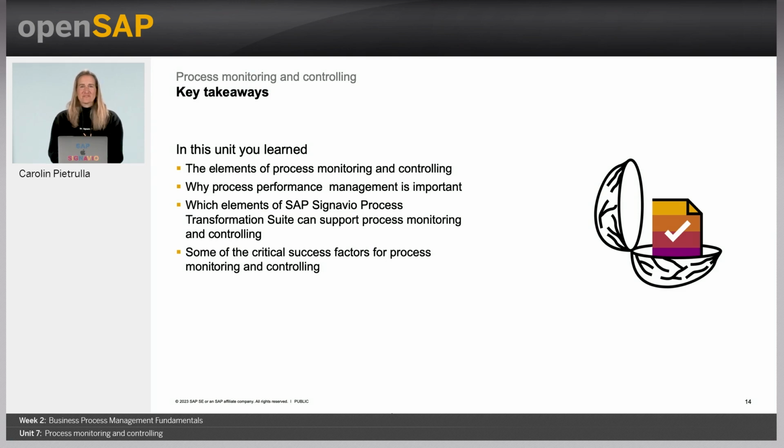Wow! Here comes our final summary for the final session of week 2. Now, what are the key takeaways I would like you to remember from this course? Of course, we talked about what process monitoring and controlling is all about and why process performance management is so important. Also, I've shown you which element of the SAP Signavio Transformation Suite can support process monitoring and controlling, and we finally covered some of the critical success factors of process monitoring and controlling.